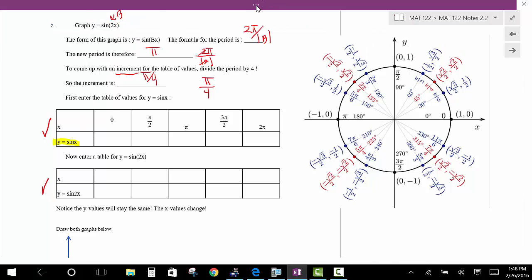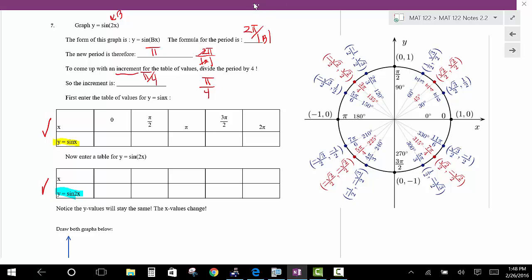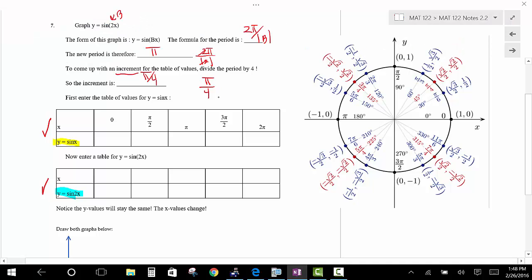So there's your sine x. We'll fill a table of values on that. Then we're going to fill a table of values out for y equals 2 sine x. The first thing we want to do is count this by pi over 4, the increment. So we'll start at 0, then we'll go 1 pi over 4, then 2 pi over 4, then 3 pi over 4, then 4 pi over 4.